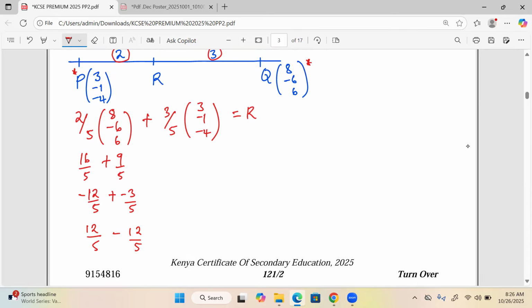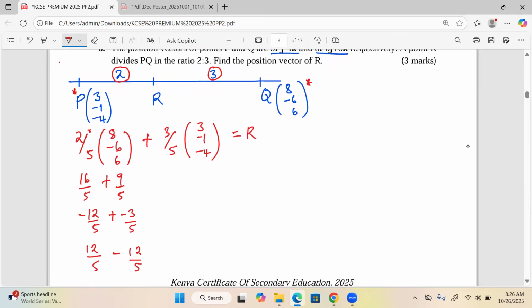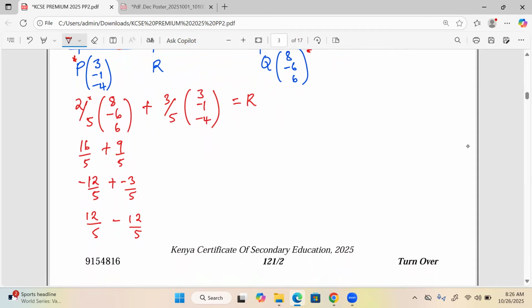Yeah, just look at that. So I'm multiplying every ratio here by all the components. If it's 2/5, I multiply it by 8. 3/5, I multiply it by 3, like that. So all these now, after I've opened the brackets, should give us R.